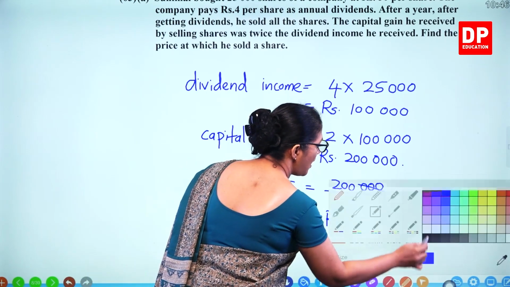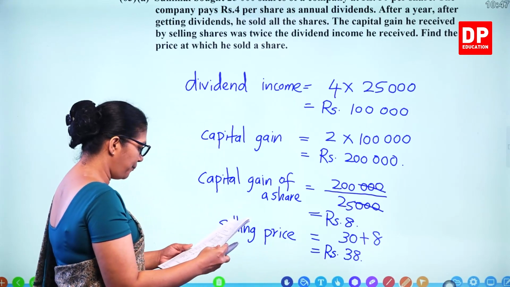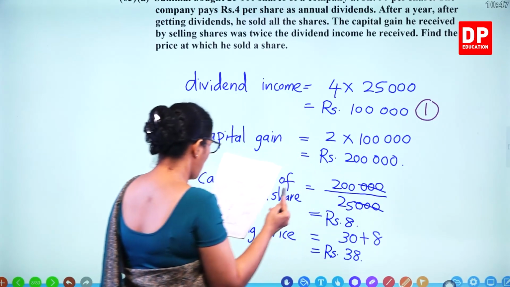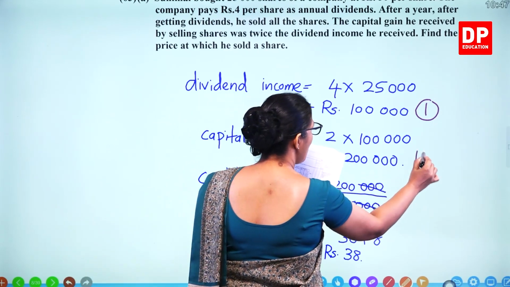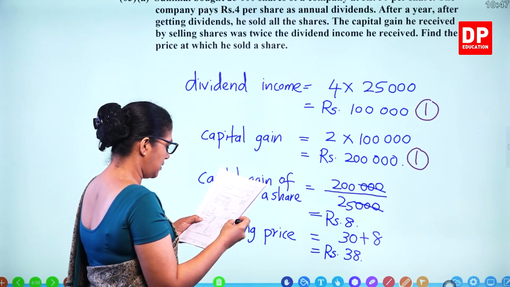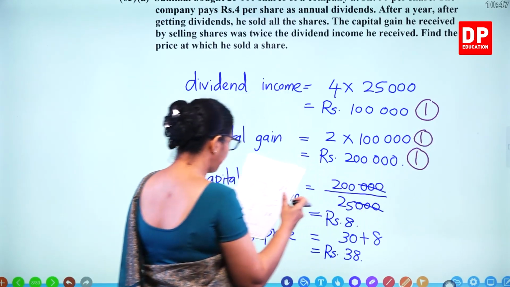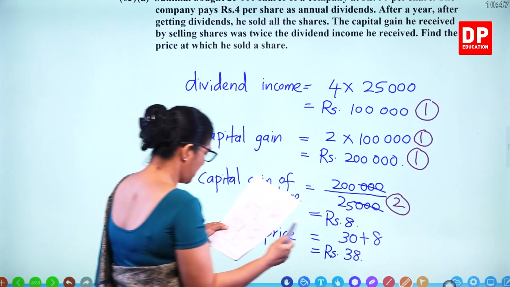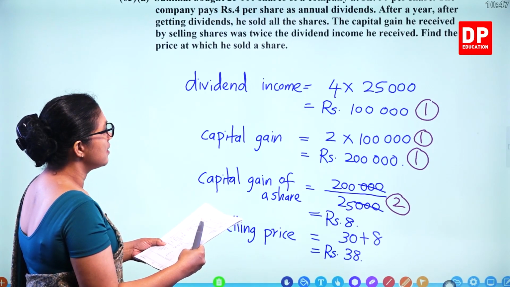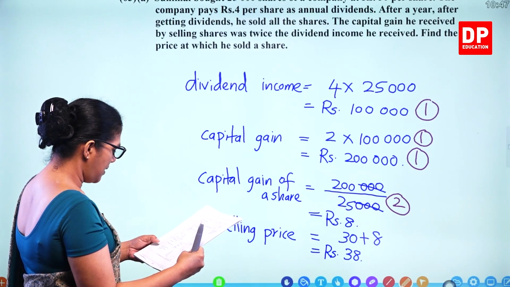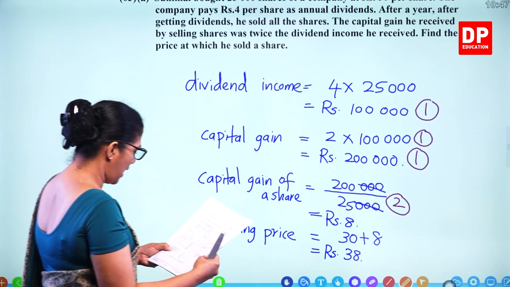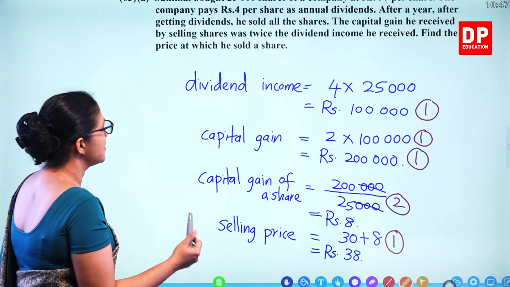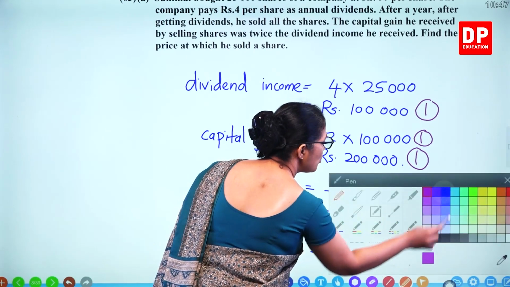So that's the answer. How many marks for each step? You are getting 1 mark for finding this, 100,000, and multiply by 2, 1 mark, and another 1 mark. And then finding capital gain per share 2 marks and 1 mark again for calculating the selling price. 2, 3, 4, 5, 6. 6 marks for that. And now we'll do part B.